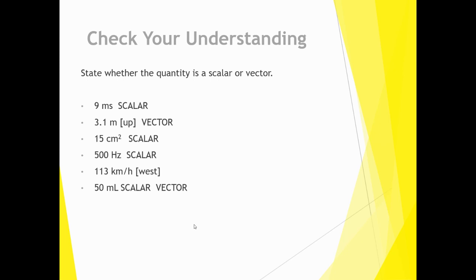So looking at these, the ones that have units and then are followed by a direction in a bracket are the vectors. So we've got 9 milliseconds is a scalar, 3.1 meters [up] is a vector, 15 centimeters squared is a scalar, 500 hertz is a scalar, 113 kilometers per hour [west] is a vector, and 50 milliliters is a scalar. I noticed that I had the vector on a different line, so I have fixed it. So again, the one with the west is a vector and the one with no direction is a scalar.